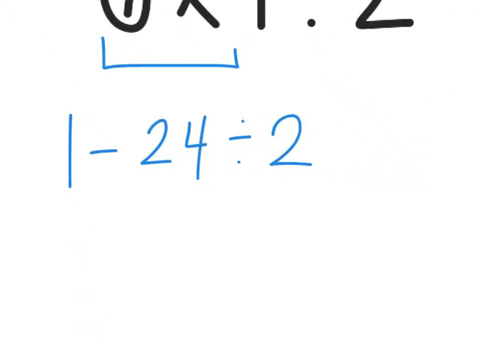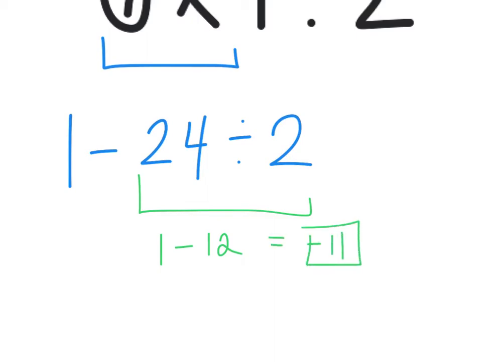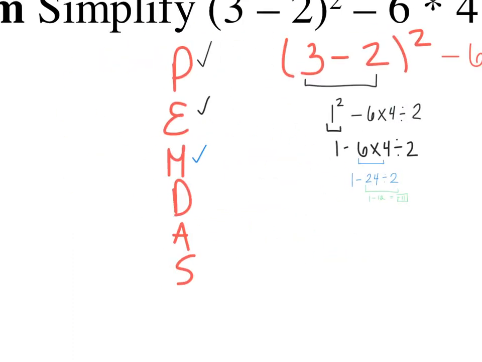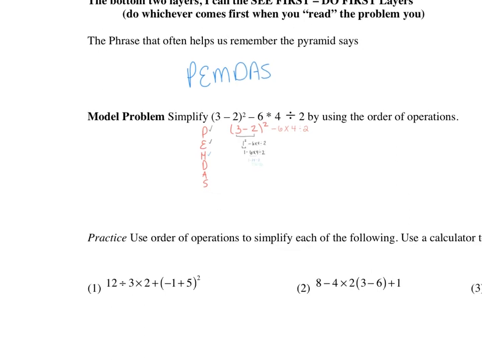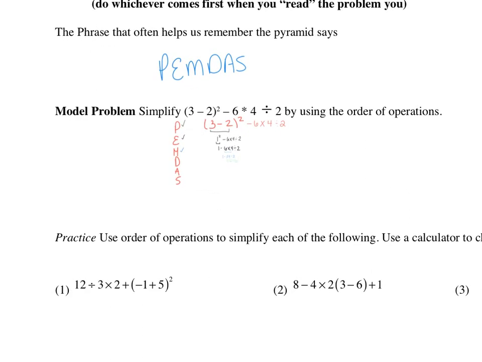So I do 24 divided by 2, which is 12. So I have 1 minus 12. And then I ask myself, what's 1 minus 12? It's negative 11. And that's your final answer. That is how you do PEMDAS. So if you're stuck, pause, rewind.